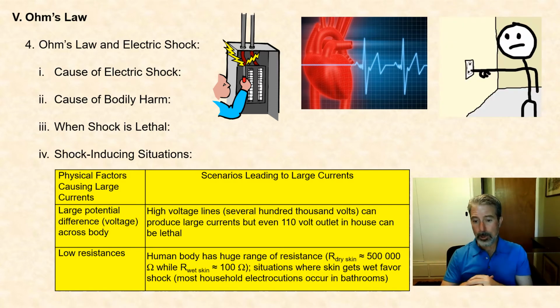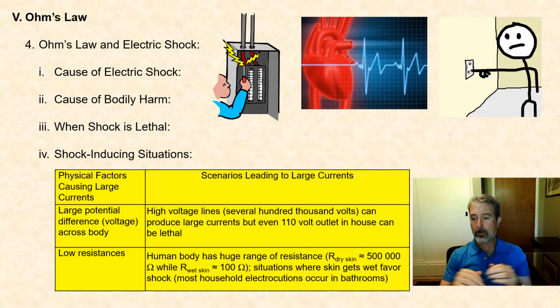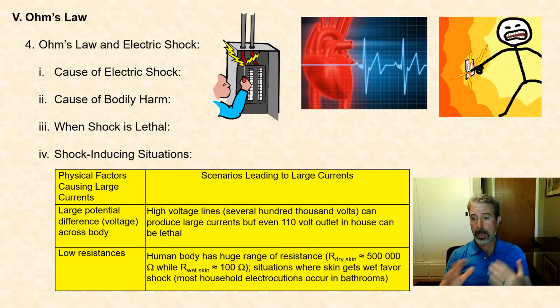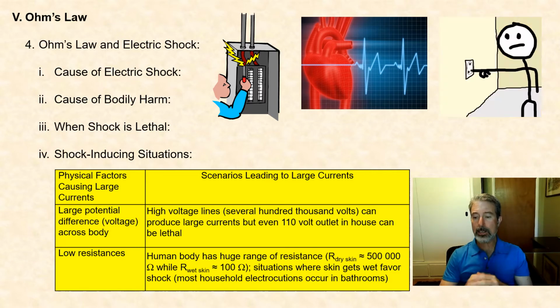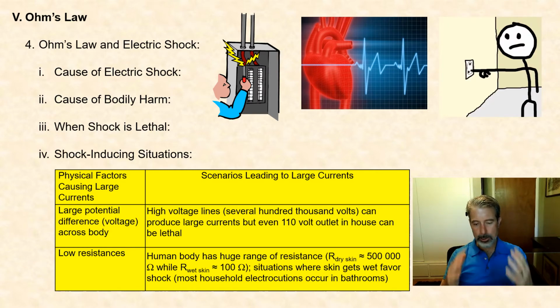Well, it's really your skin. That is the protection. Turns out when your skin is dry, it can have a resistance of 500,000 ohms. But when your skin is wet, like in a situation after you've taken a shower, that skin resistance can change by many orders of magnitude and can go as low as 100 ohms, a very low resistance. So wet skin, any situation where your skin is wet, that favors electric shock.